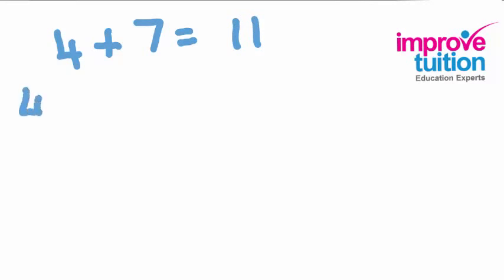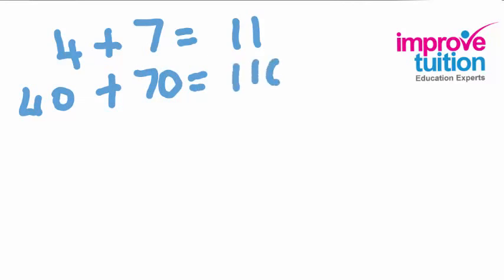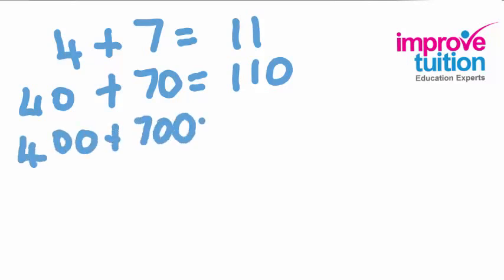Okay, 4 add 7 equals 11. Well, 40 add 70. Well, if we add 4 and 7, that's 11, and we just simply add a 0. So if we've got 400 add 700, what we simply do is we add 4 add 7 up to give us 11 and add 2 zeros.